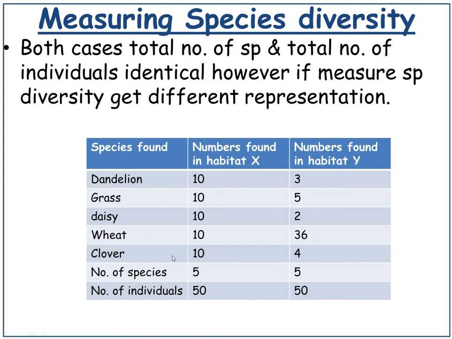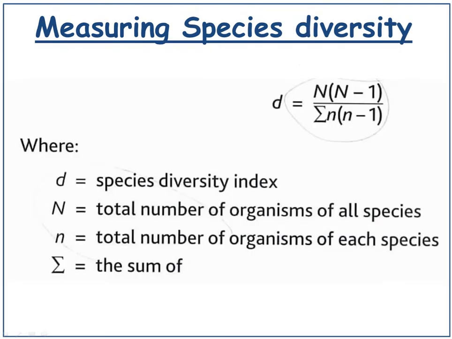So you've got the different species, the number found in this habitat, and the number found in this habitat. The total number of species is 5, the total number of individuals is 50, but the proportions of each are different.